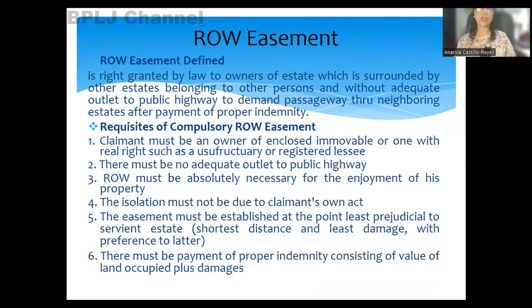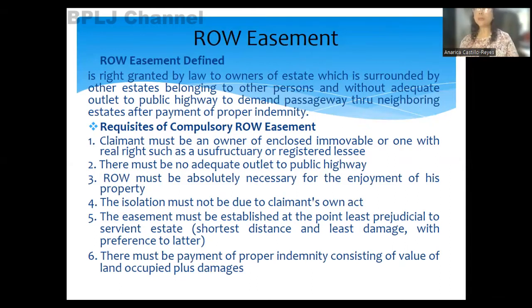What are the requisites of a compulsory or legal right-of-way easement? First, the claimant must be the owner of an enclosed immovable or one with real rights such as usufruct or registered deed. In other words, you are bounded by land. You have no access to the highway or to the public road. Okay? There must be no adequate outlet to the public highway, and the right of way must be absolutely necessary for the enjoyment of this property.